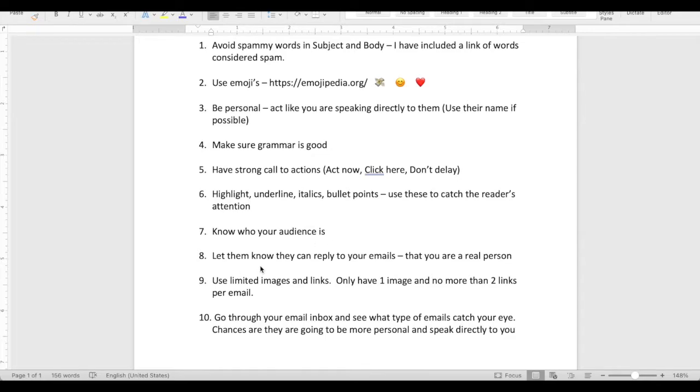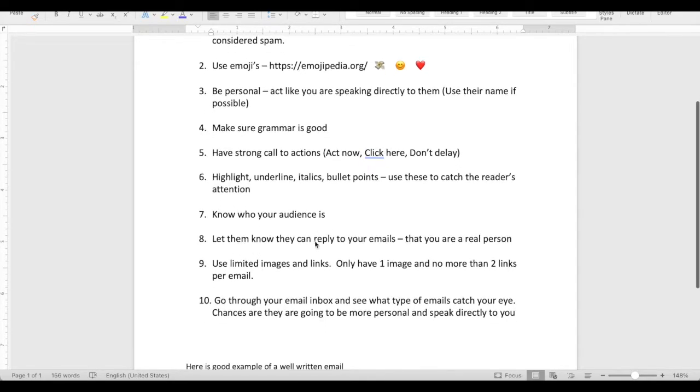Okay. The next one would be let them know that they can reply to your emails, that you are basically a real person. You can always put at the end of your email, PS, reply if you have any questions, or ask a question. What do you think about this email? And have them reply. You basically want them to know that you are a real person, because there's a lot of emails that go out that you never know who they're coming from. So you want to make sure that these people know that you're a real person.